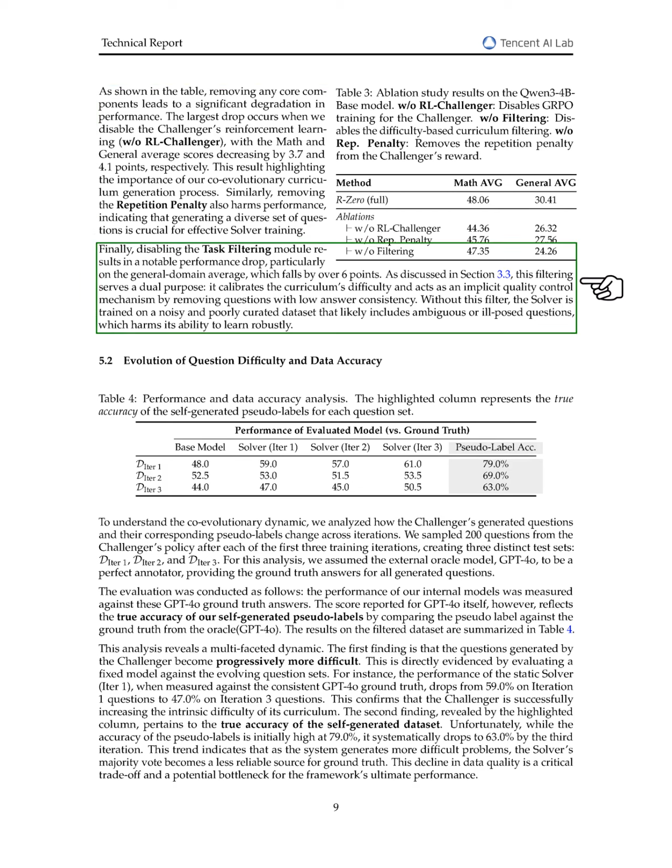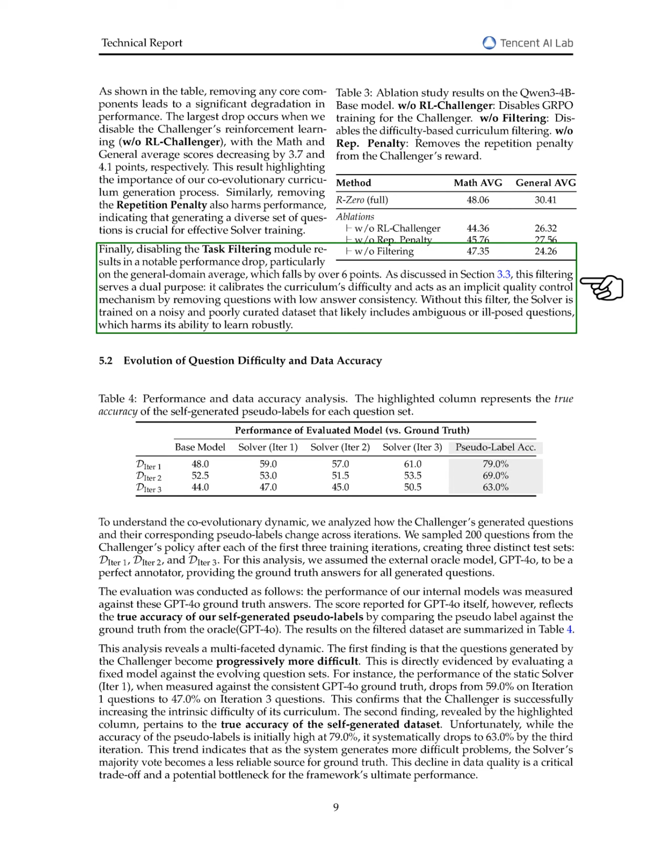Lastly, turning off the task filtering module results in a significant performance drop, especially in the general domain average, which decreases by over 6 points. This filtering not only adjusts the curriculum's difficulty but also serves as a quality control mechanism by removing low consistency questions. Without it, the solver is trained on a noisy dataset, which hampers its learning ability.